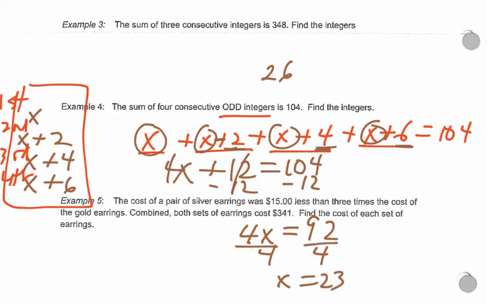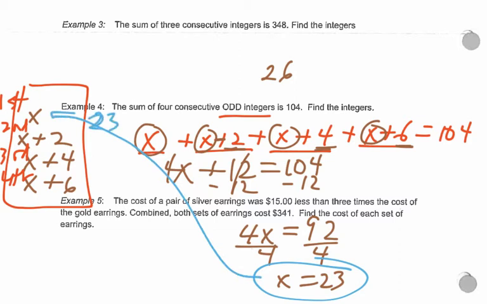Remember, we're not done. We're finding 4 numbers. But we can take that, and this is why labeling is so awesome. Plug it in right here. So the first number is 23. You don't really have to label them because they're just integers. Next one is 25. Next one's 27.